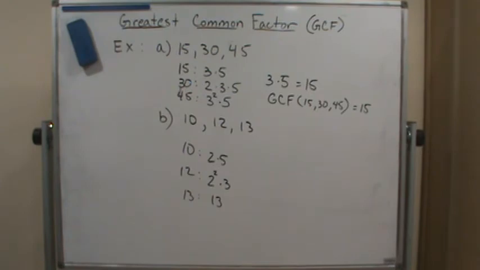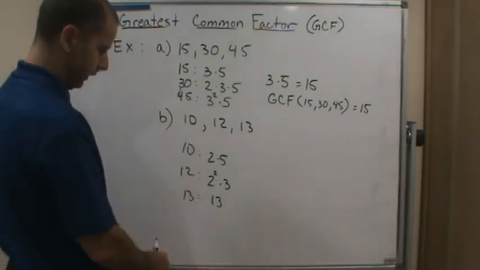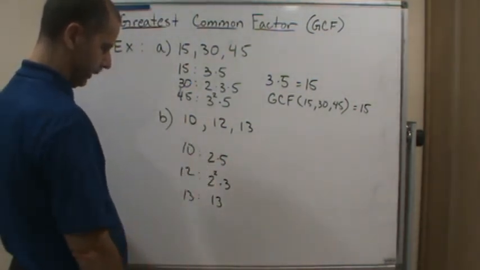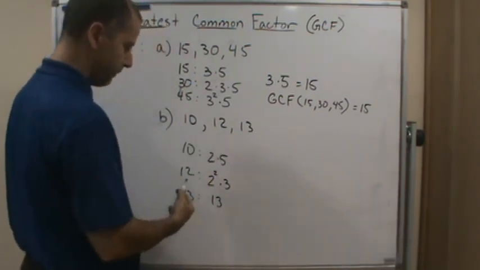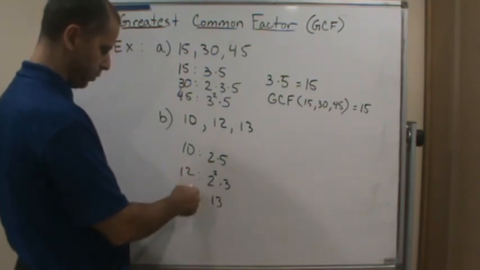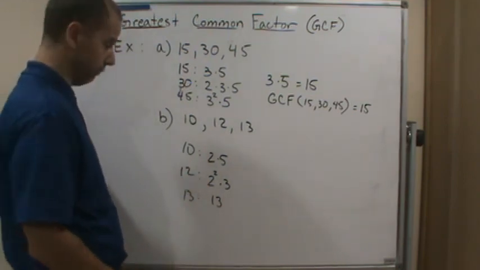So now, I want the largest number that will divide all 3. Well, in this case, it's going to be 1. Because there are no factors that are in all 3 factorizations. Right? 2 is not in all 3. 3 is not in all 3. 5 is not in all 3, and 13 is not in all 3. So that means the greatest common factor that will divide 10, 12, and 13 is 1.